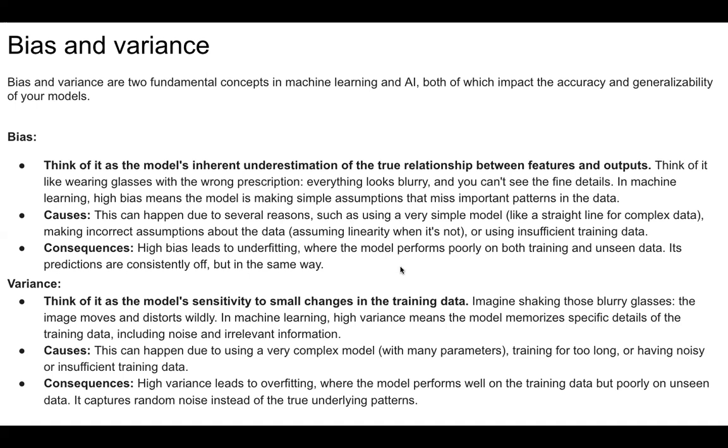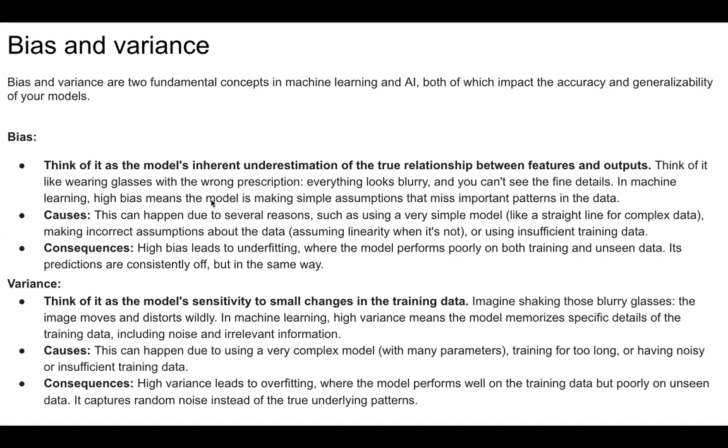Let's see what each one is. First, what is a bias? Bias is underestimation of the true relationship between feature and output. It's like seeing everything through glasses of wrong prescription. It's like everything is looking fuzzy, which means your model cannot see or predict the actual relationship between the features and the value that you're going to predict. Okay, the predictor.